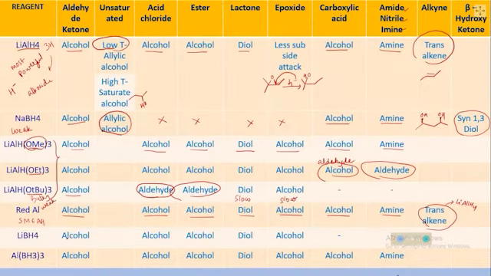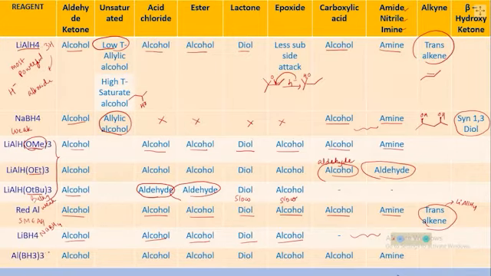Lithium borohydride is just the opposite of sodium borohydride. In sodium borohydride, carboxylic acid, amide, nitrile or imine are not reduced. In lithium borohydride, these two are not reduced, the rest are all reduced. Aldehyde or ketone is reduced to alcohol, acid chloride is reduced to alcohol, ester is reduced to alcohol, lactone is reduced to diol, epoxide is reduced to alcohol.